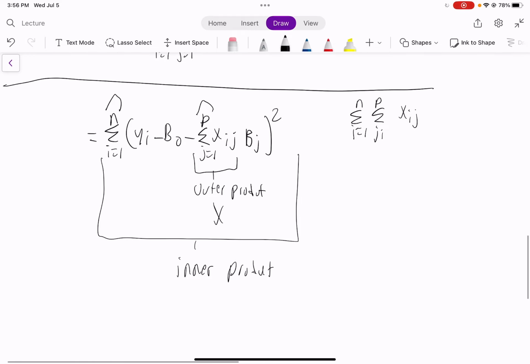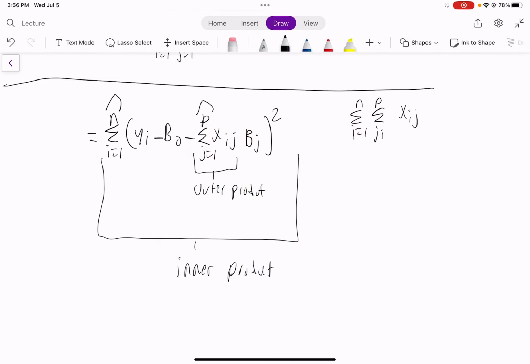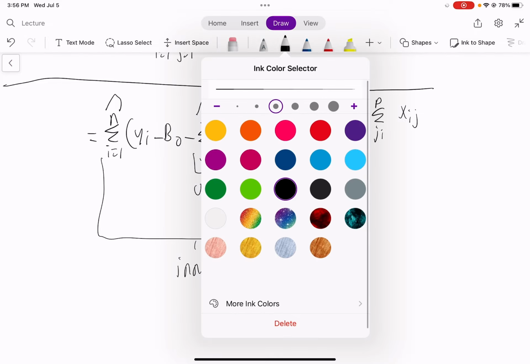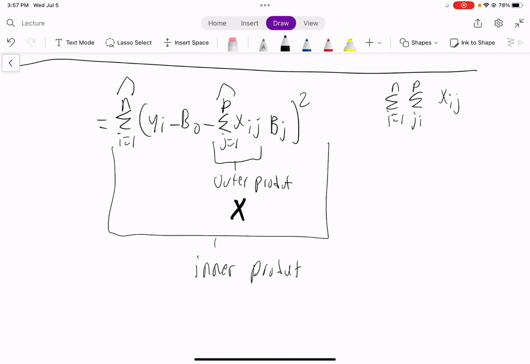So this is an X. I'm going to bold it. This is X, bolded X, for denoting a matrix. And now this and this combine to a vector. You just add an element to a vector. And then this becomes a vector.